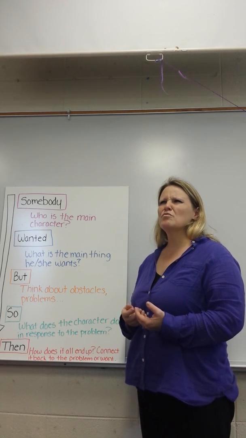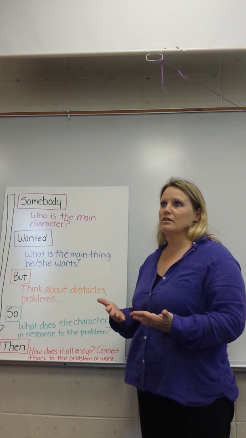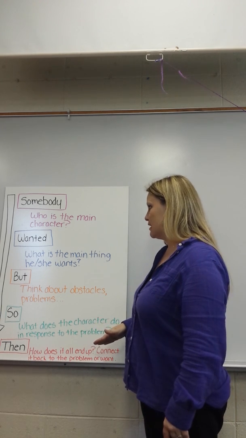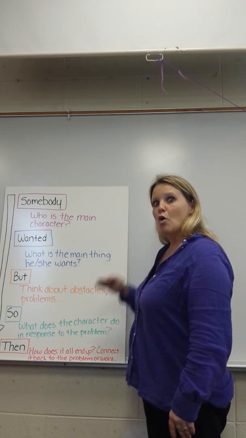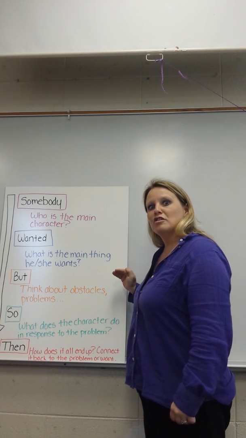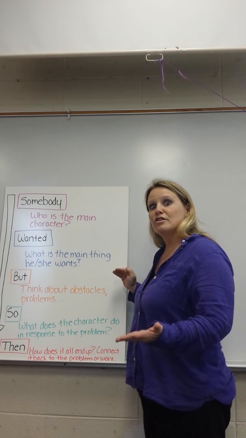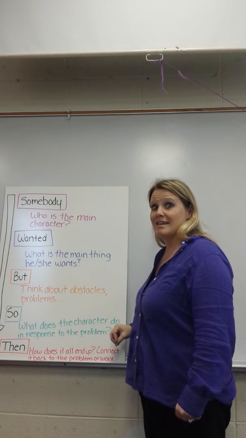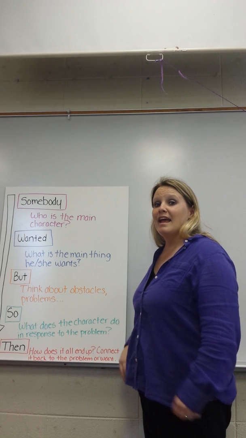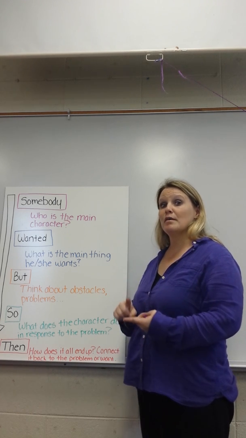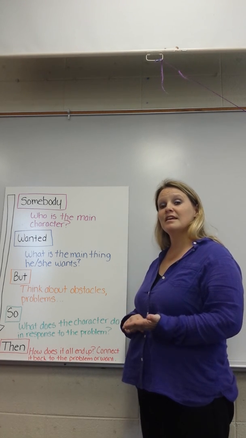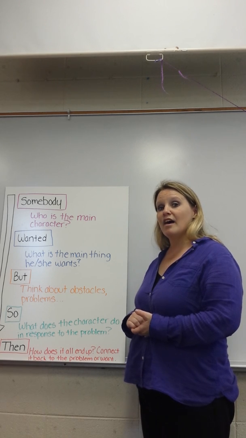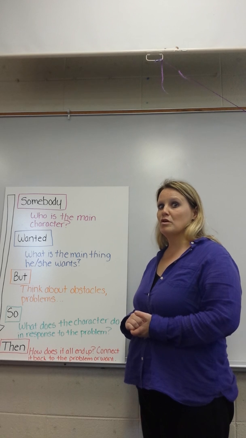Sometimes you have to think, well, what part of the ending do I include? If you always connect back to what the character wanted or the problems the character encountered, then you're always going to come up with a good part for then in your summary. And if you just stick to somebody wanted, but so then, you're going to have a nice, complete summary with the most important elements of the story included.